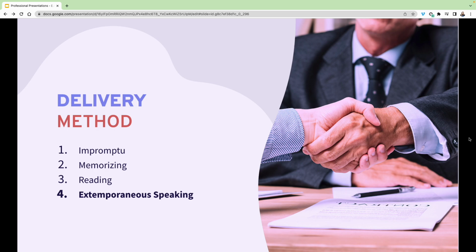So the slides are there to help you with the direction that you're going in and what you're going to be saying, but you shouldn't have a bunch of words on your slide. You shouldn't have long sentences. You shouldn't be reading verbatim what's on the slide. You should be talking about the topic that is on your slide, similar to what I'm doing here in this presentation. Now, number 4 is bolded, and that is because this is the ideal delivery method.